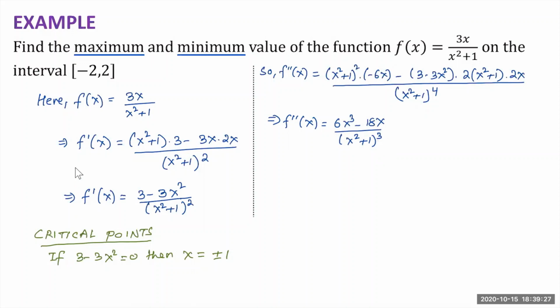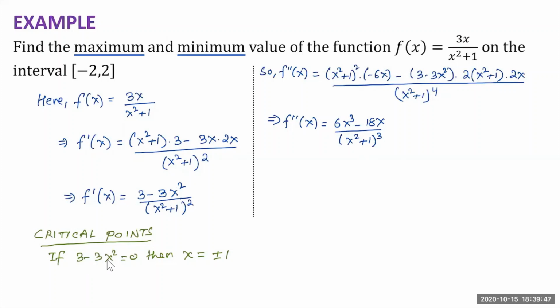Now, we need to look at the critical points. These are the points when the first derivative is 0 or undefined. In this case, the first derivative is always well defined because your denominator is always a positive number. So the only possibility is the first derivative can be 0.